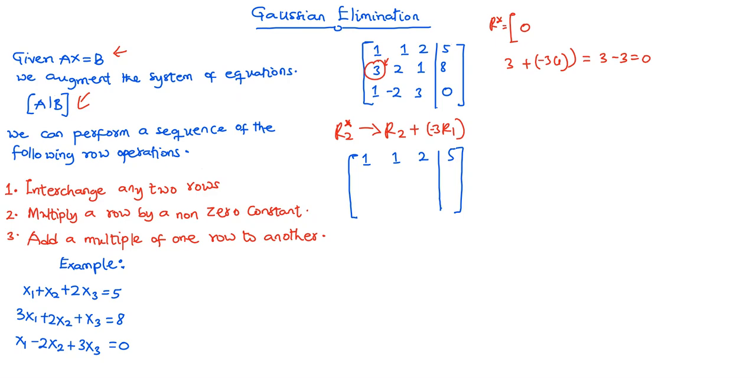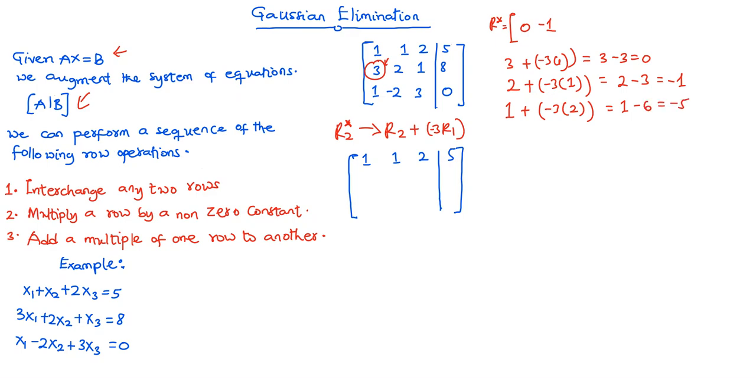Let's do the second entry. You're going to have 2 plus minus 3 multiplying 1. Let's simplify that: 2 minus 3 gives us a value of minus 1. So the next entry is minus 1. Then the next one, we have 1 plus minus 3 multiplying 2, so we are going to have 1 minus 6, which will give us minus 5.